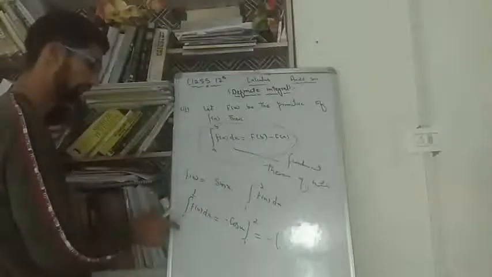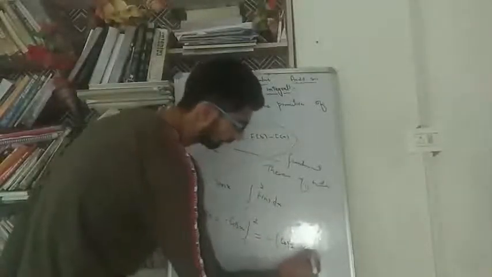What is that equal to beta? That is equal to minus cos of x, but we have to apply these values: minus cos of 2 minus, minus cos of 1. This is our answer, beta.